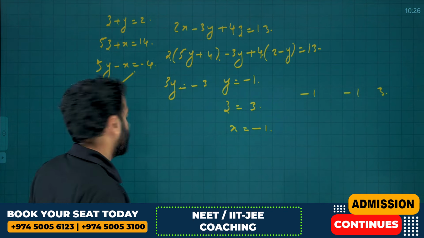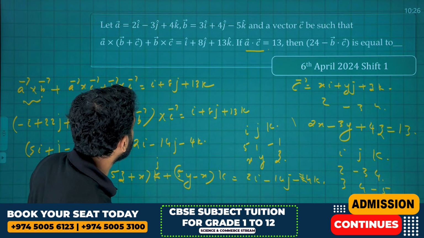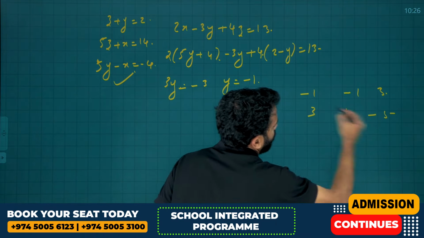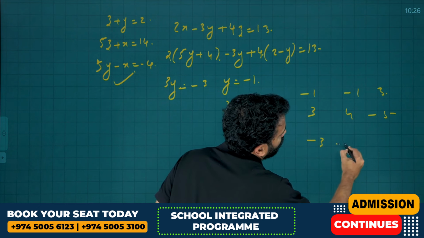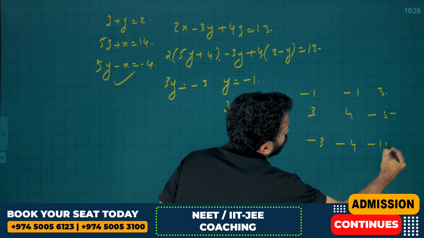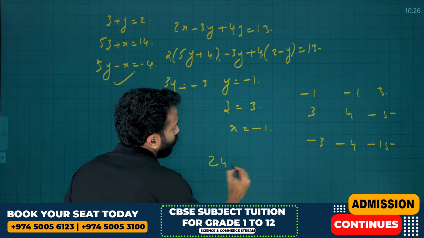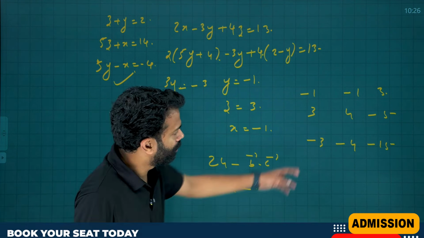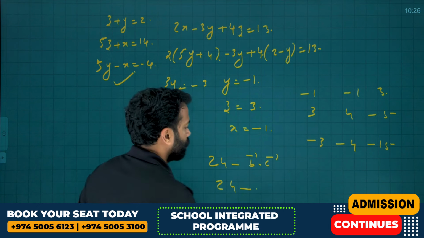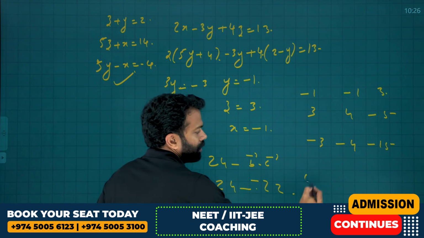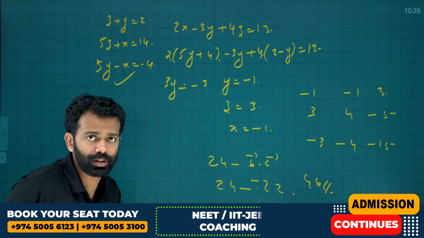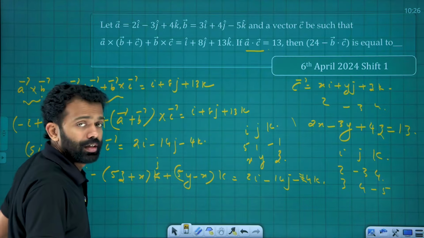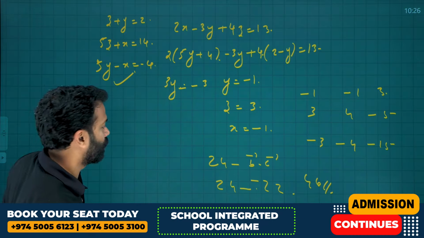We need to find vector b dot vector c, right? That is 3, 4, minus 5 dotted with minus 1, minus 1, 3, that is minus 3, minus 4 and minus 15. You need to find 24 minus vector b dot vector c, right? That is 24 minus, this will be minus 22, minus of 22, therefore the net answer is 46, that is 24 plus 22, that is 46. What was the option? It was integer type. So the final answer is 46.